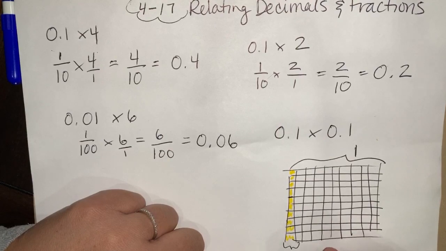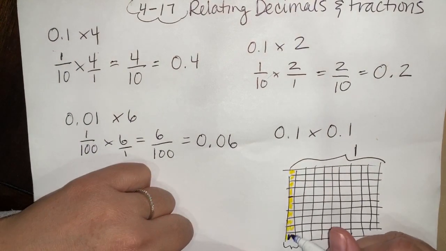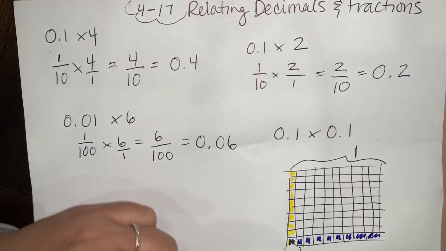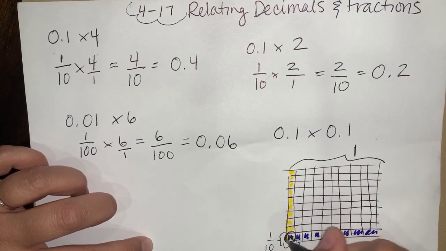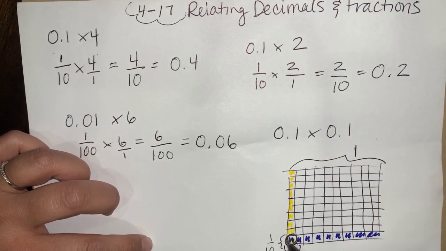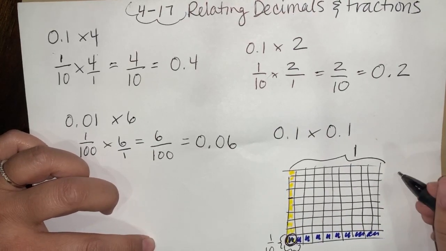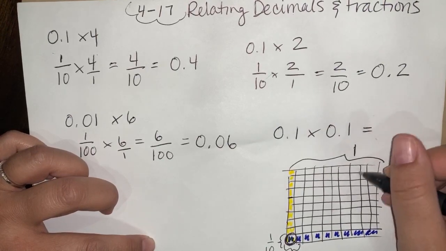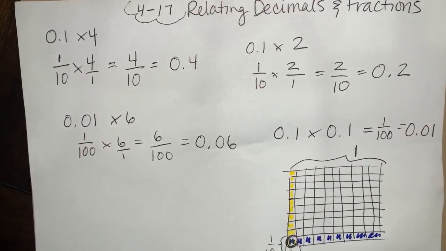We can do it in fraction form, 1/10. And then we're going to go 1/10 the other direction, and then we're going to pay attention to the overlap like we have before. So this is also 1/10. This is our overlap, so 1/10 of 1/10, or 1/10 times 1/10, is this, and this is one piece out of the whole. The whole is 100, so 1/10 of 1/10 equals 1/100th. And then you can write that in decimal form.